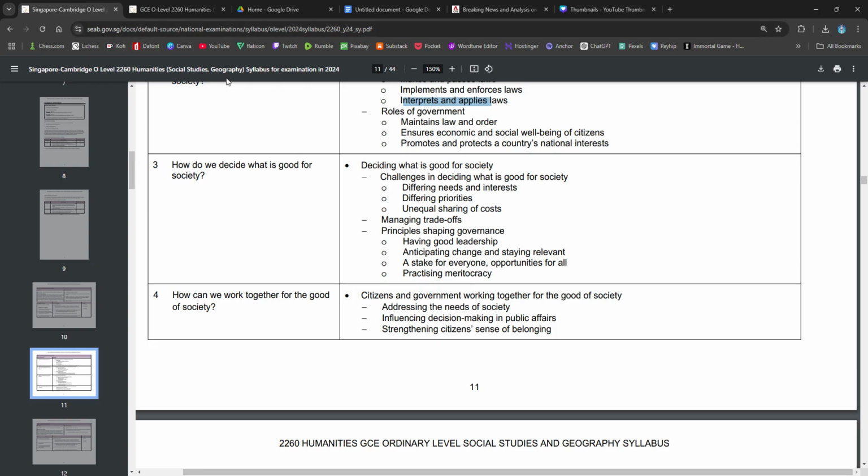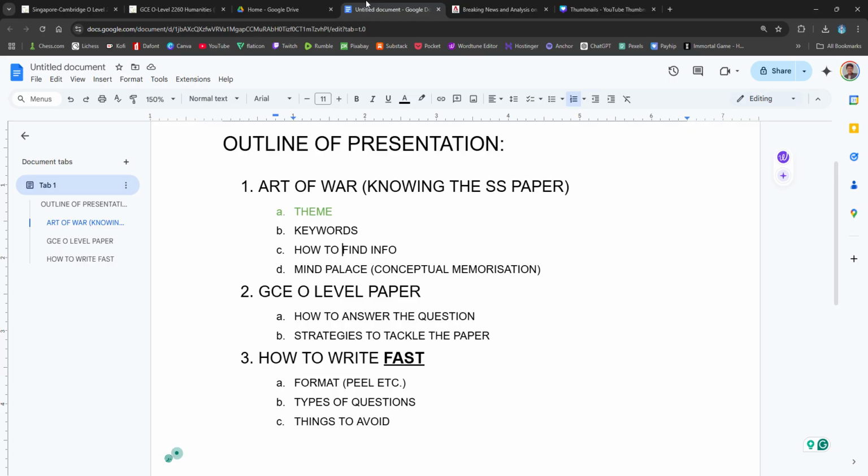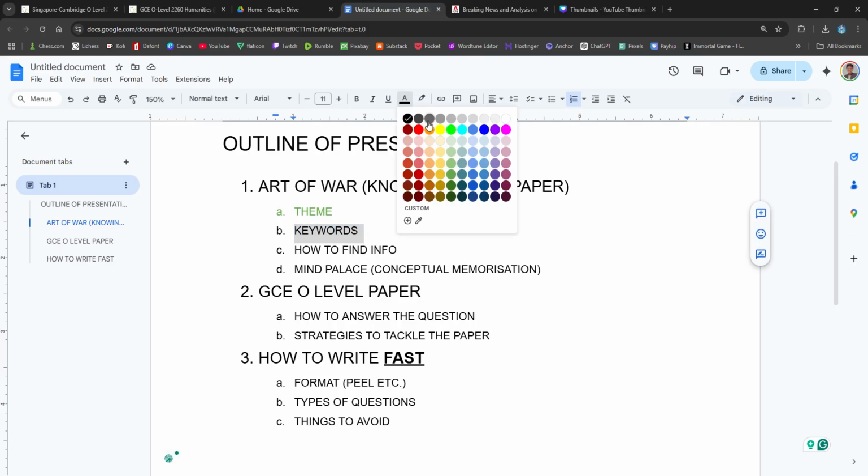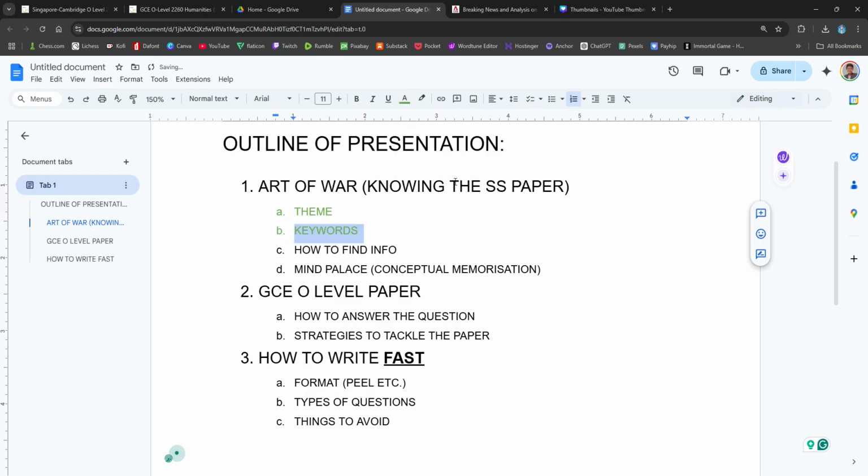seab.gov.sg, go to this website. Trust me, you will be fine for your paper. Now that's it for keywords. We already did that. Now I'm going to move on to the next one, which is how to find information.